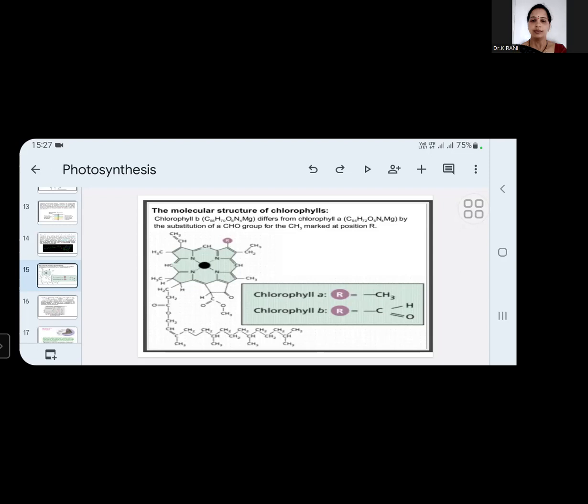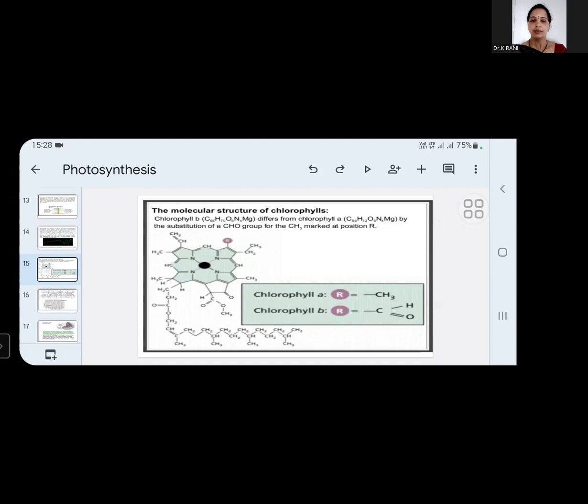What is the molecular structure of chlorophyll A, B and other pigments? The molecular formula of chlorophyll A is C55H72O5N4Mg. Likewise, chlorophyll B is C55H70O6N4Mg. So what is the difference between chlorophyll A and chlorophyll B?